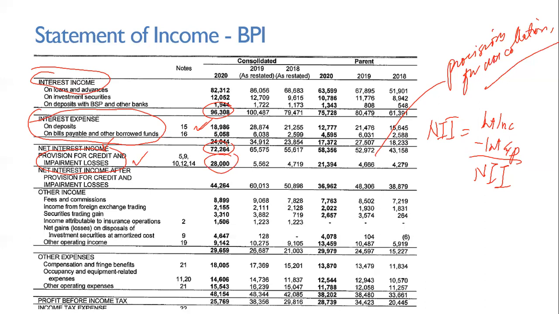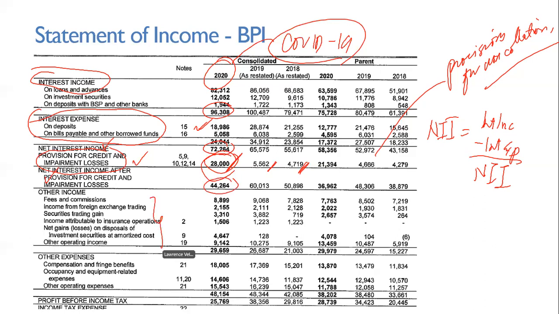Did you notice how big the provision is? Versus in 2019, it was only 5 billion. In 2018, only 4 billion. It became 28 billion. Why do we expect that? This year is 2020, which is the COVID pandemic. So many did not pay principal and interest during this period. Because of that, the provision for credit losses also ballooned. So they have net income after provision for credit and impairment losses.